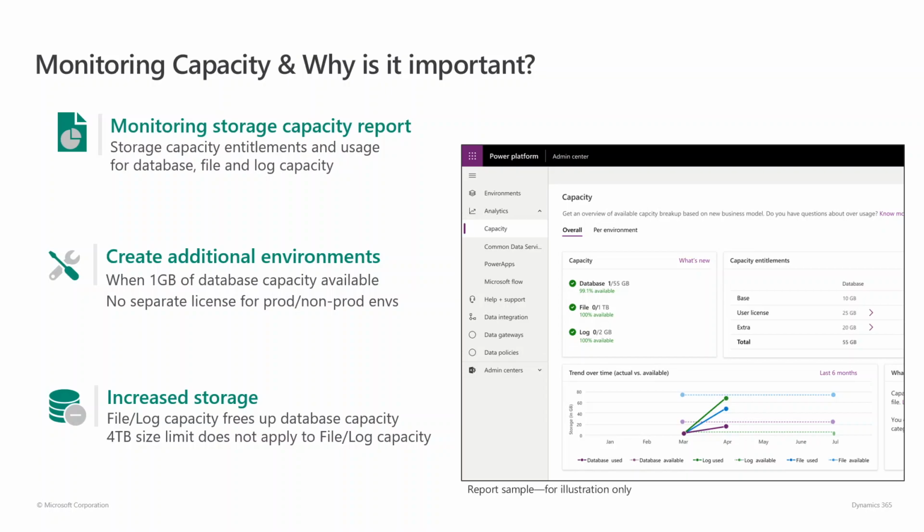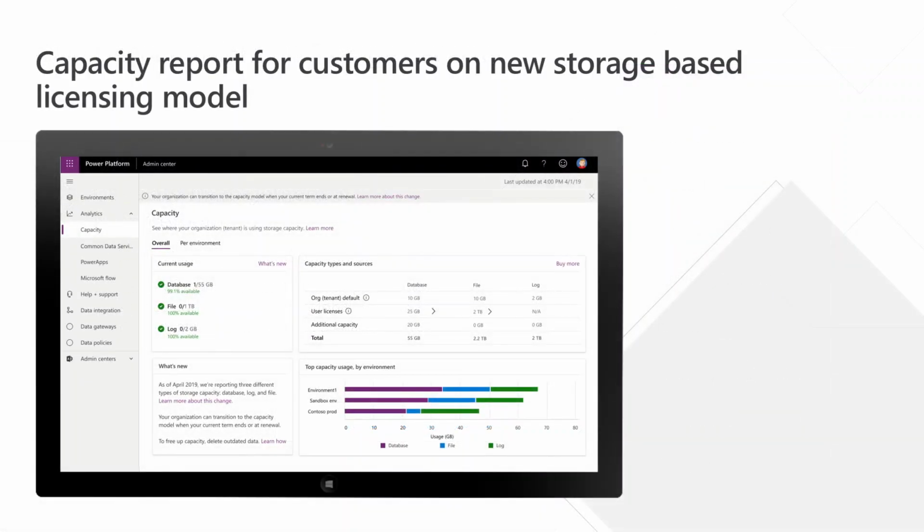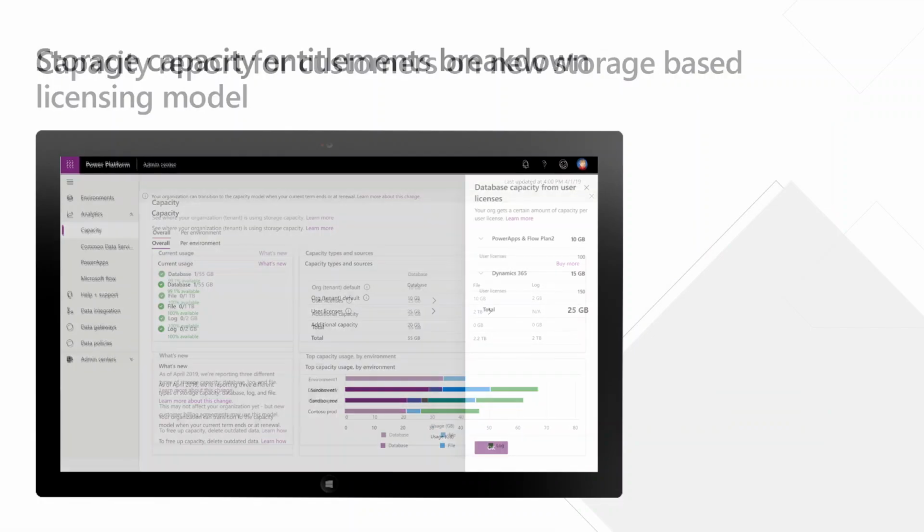New instances: every time you create a new environment, it uses 1 gigabyte of database capacity if it's a Dataverse environment. You can see here the capacity overall and also per environment, which is useful. There's also how that capacity is being used. So here are the different screens of that.